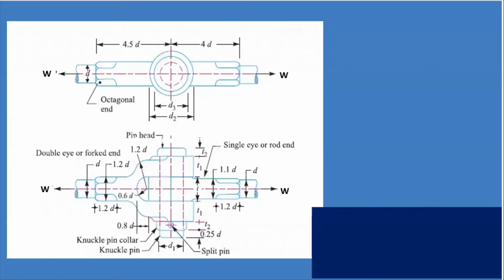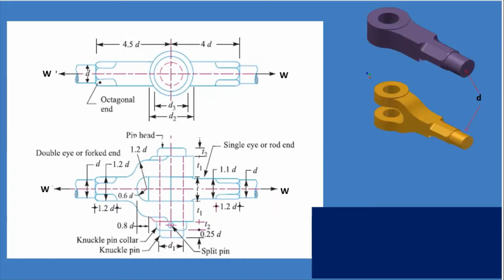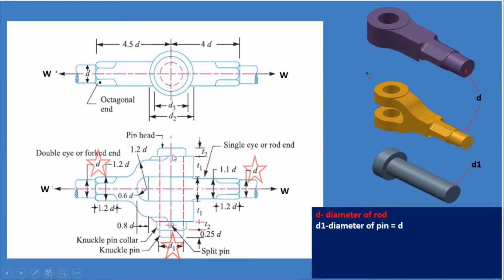Next, we can see some notation used while designing the knuckle joint. First, I have shown the single eye and double eye, and here the diameter of both rods is the same, so d is the diameter of the rod. Second, the knuckle pin is denoted by d1, and I have written that d1 is equal to d. It means the diameter of the pin is equal to the diameter of the rod, and it must stay the same.